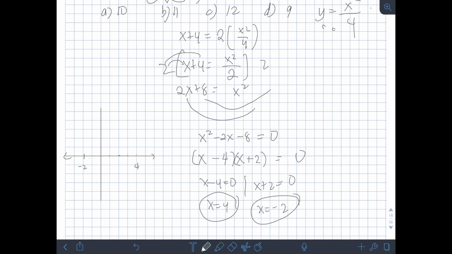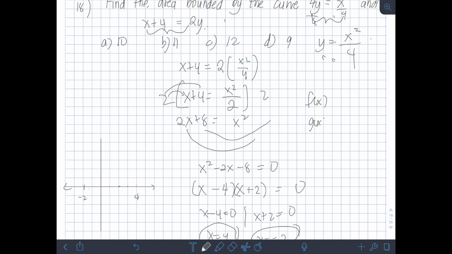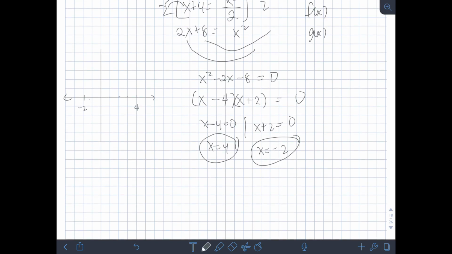So, let's just assume the line is f of x and the parabola is g of x. The formula, if we use a vertical strip, meaning if this is our graph, and we assume the line is higher than the parabola. So, this is f of x, this is g of x. Okay? So, our formula, if we use a vertical strip, the limit should be x0 to x1, then f of x minus g of x dx.